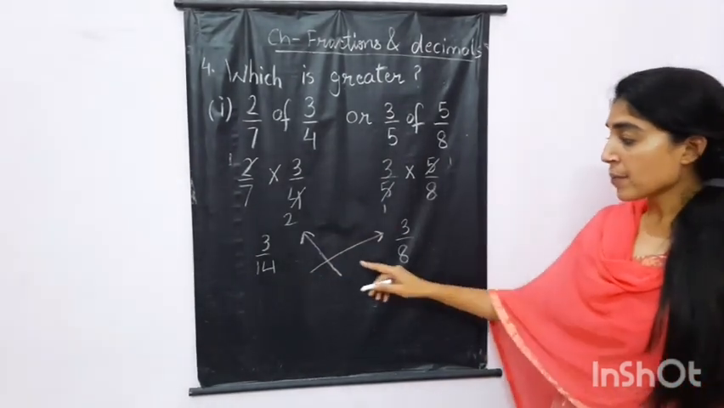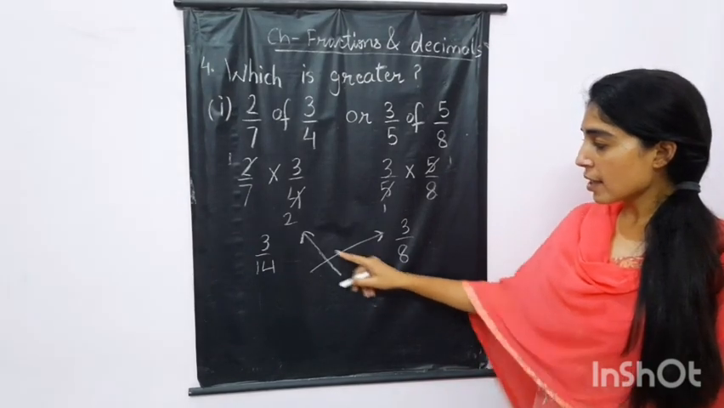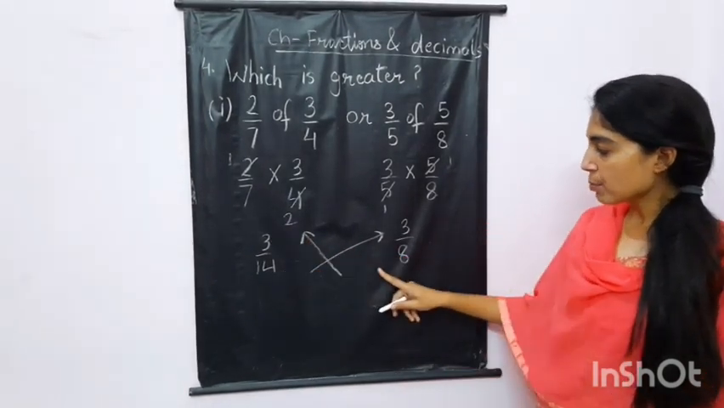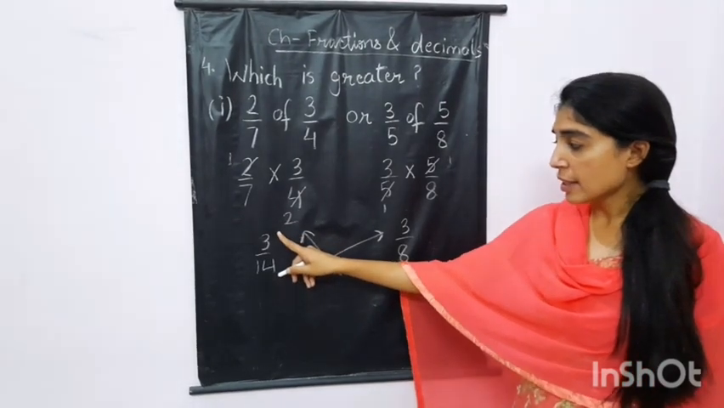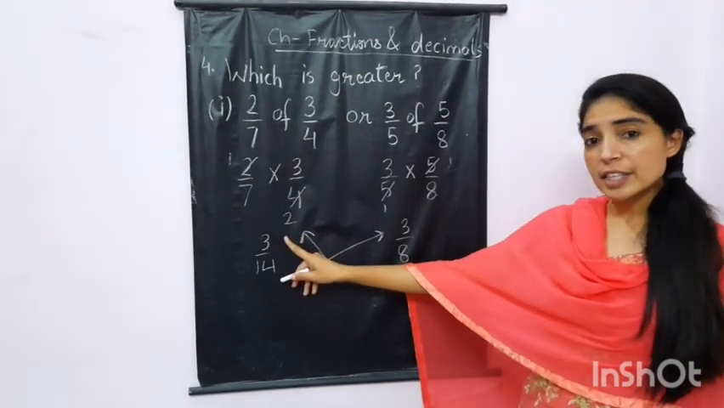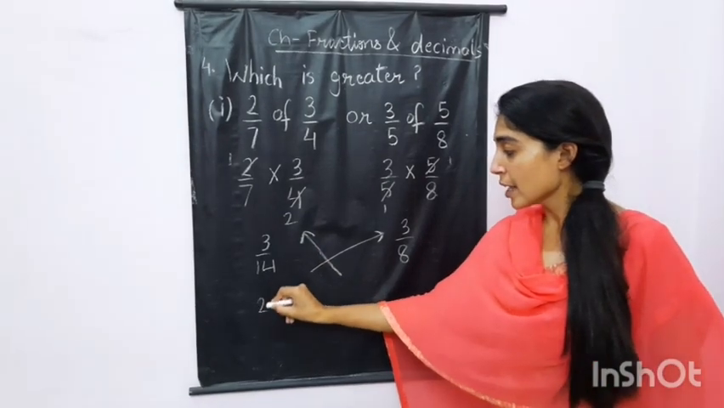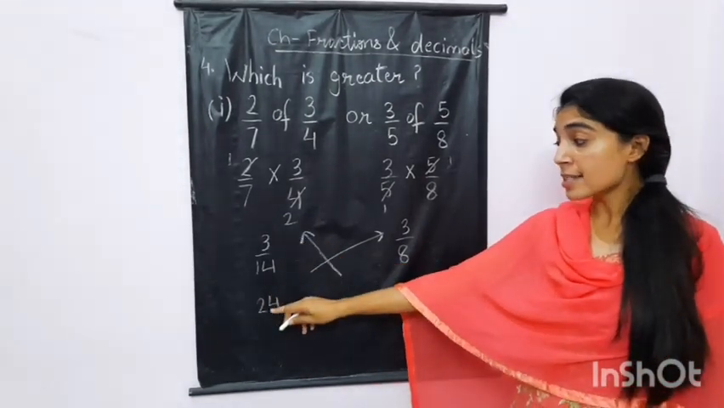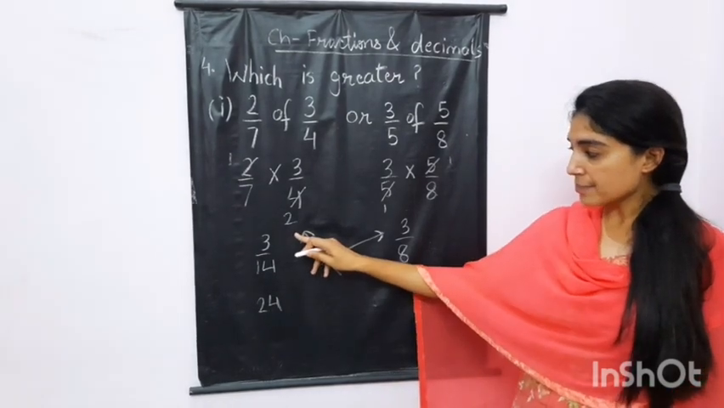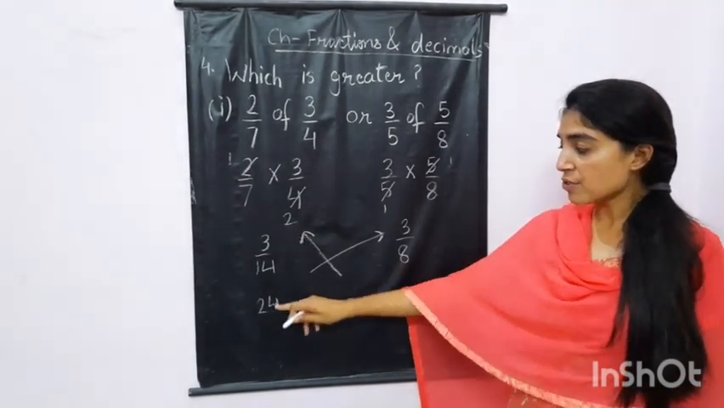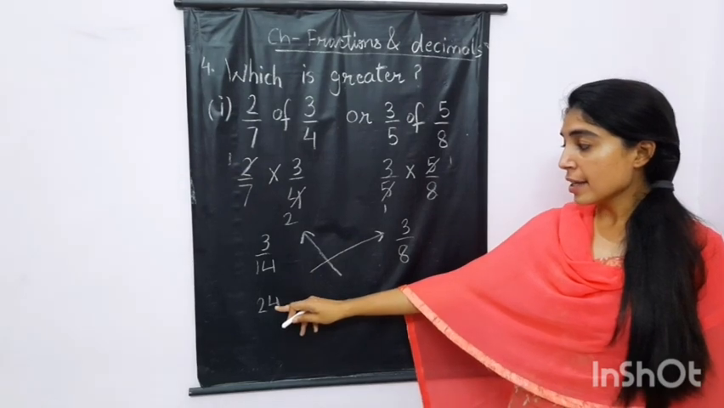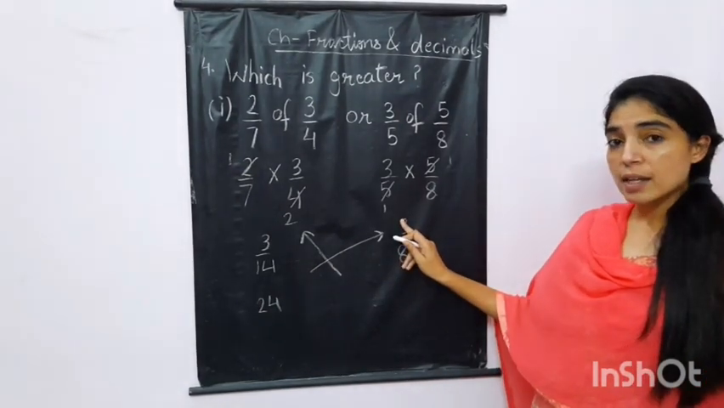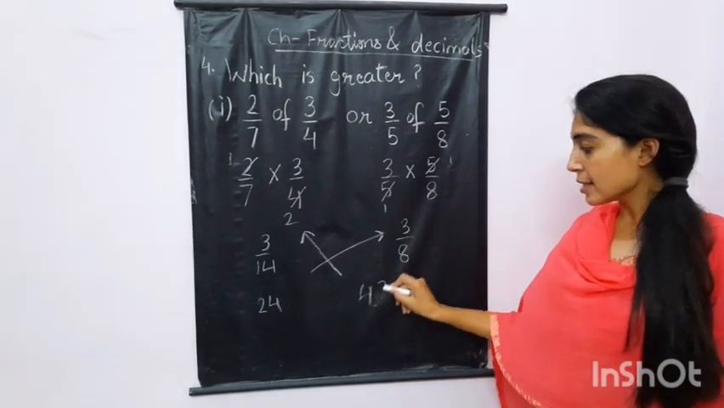Now we will see, this arrow is going up. So 8 will multiply with 3. We have to multiply 8 with 3. 8 3s are 24. So 24 will come here. You have to write the answer wherever the arrow is pointing. Arrow is pointing towards left, so we will write our answer here. Now we will multiply 14 with 3. 14 3s are 42. We will write it this side.